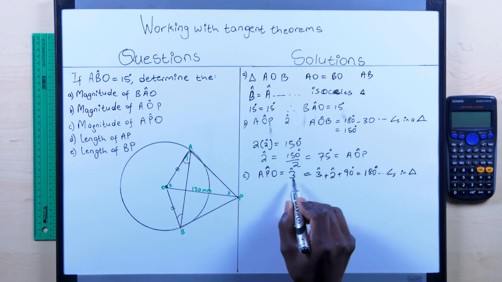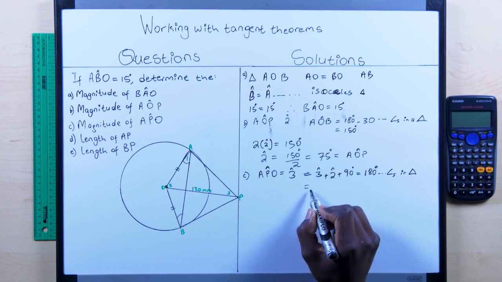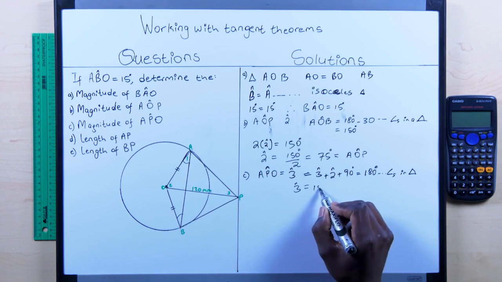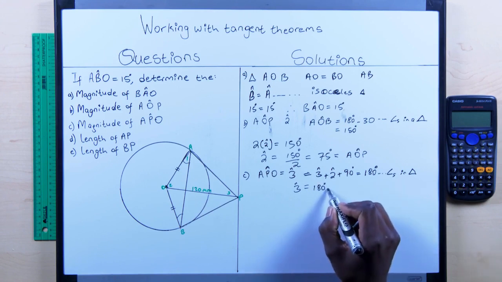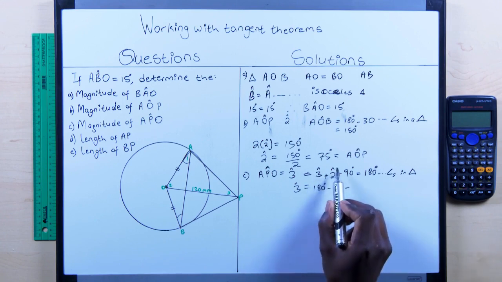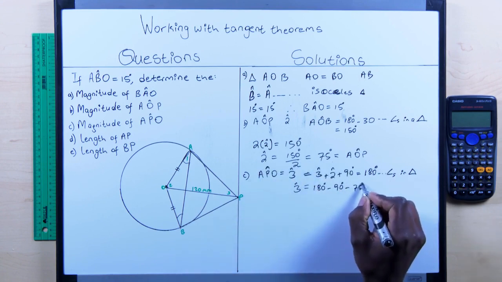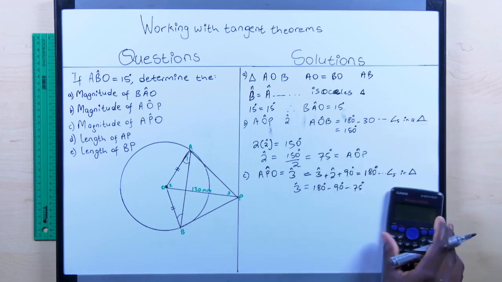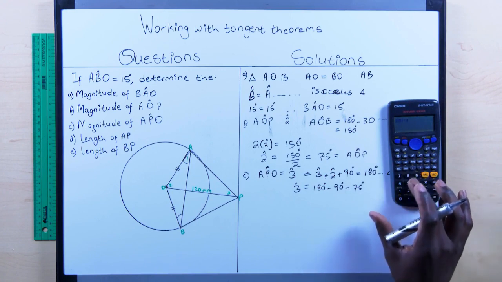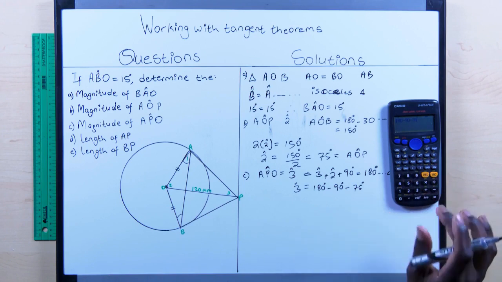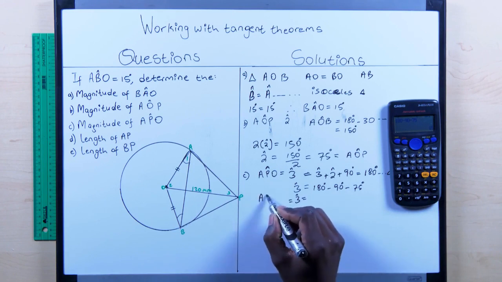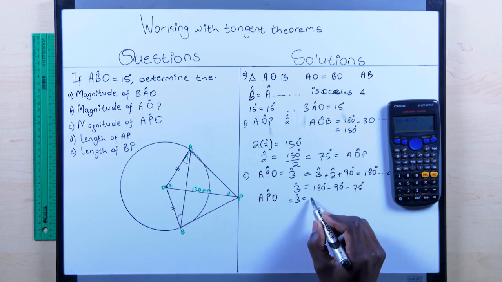This further makes angle 3 the subject of the formula, which means that angle 3 will be equal to 180 degrees minus 90 degrees minus angle 2, which we've previously found to be 75. With the aid of our calculator, we get our answer to be 15 degrees. So angle 3, which is also equal to APO, is equal to 15 degrees.